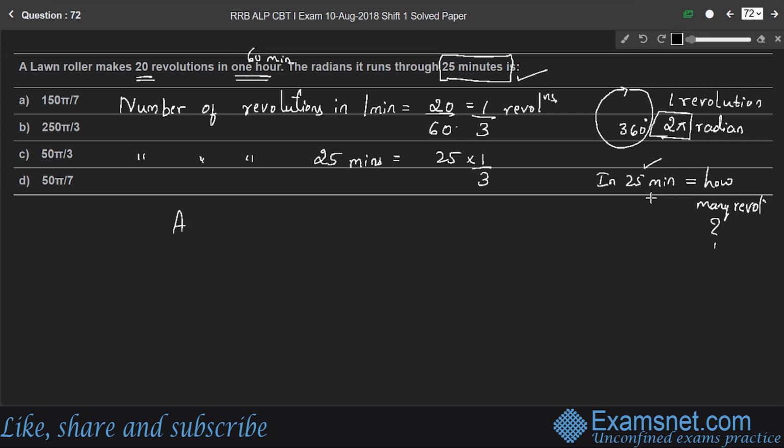So the angle made in one revolution, right?